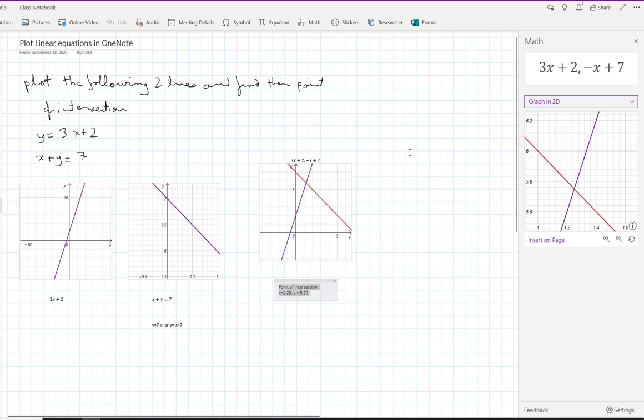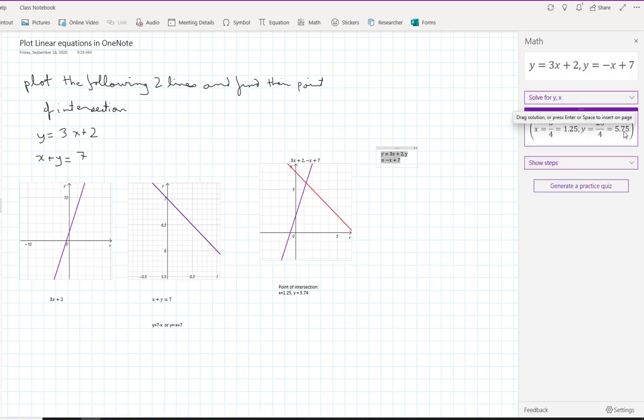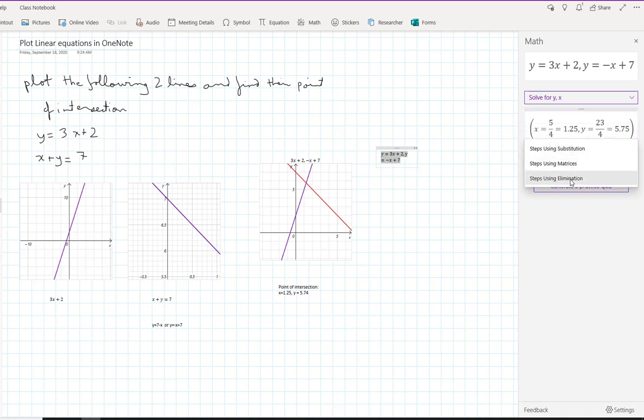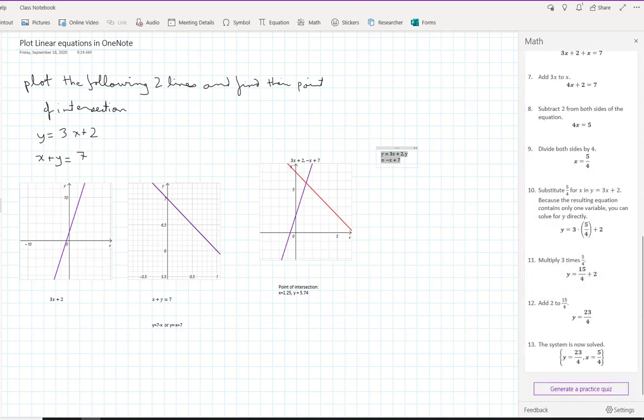Now you could also, if you wrote these out, y equals 3x plus 2, and instead of doing the graph in 2D, let me select, we can solve for y and x, where we get 1.25 and 5.75. And then it shows the steps here using substitution, which is the way I was teaching you in the booklet. And so you'll see a solution for that. I hope that helps.